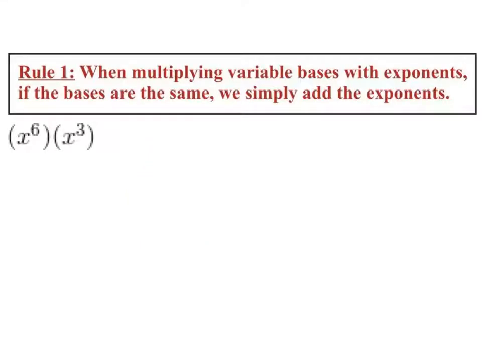So our rule, when we multiply variable bases with exponents, if the bases are the same, we can simply add the exponents together. You saw that with the last one, m to the third times m squared. I got m to the fifth because 3 plus 2 is 5. I can do the same thing here: x to the sixth times x cubed. My base is the same, so I keep it that way and add my exponents together. 6 plus 3 gives me x raised to the 9th power.